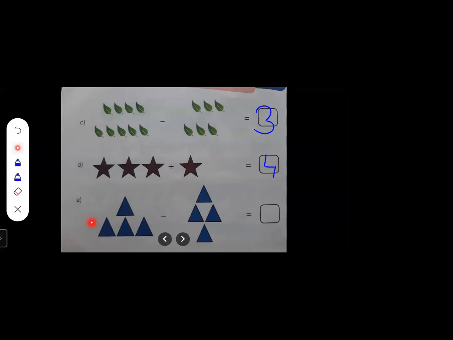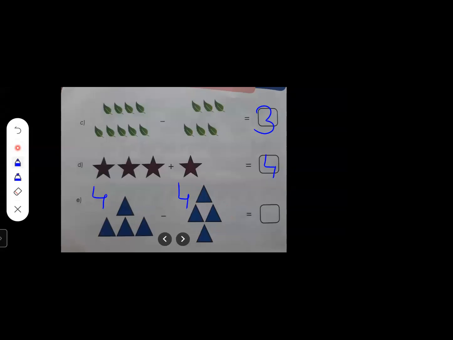Now the next one over here, triangles are given. Let's count it down. How many triangles are there? 1, 2, 3, 4. Over here, 4 triangles. So here I am writing 4. This is just me explaining to you, that's why I am writing over here. Okay. So here there are how many triangles? 4. Here also how many? 1, 2, 3, 4. So here also we are going to write 4. Both sides there are 4 triangles.